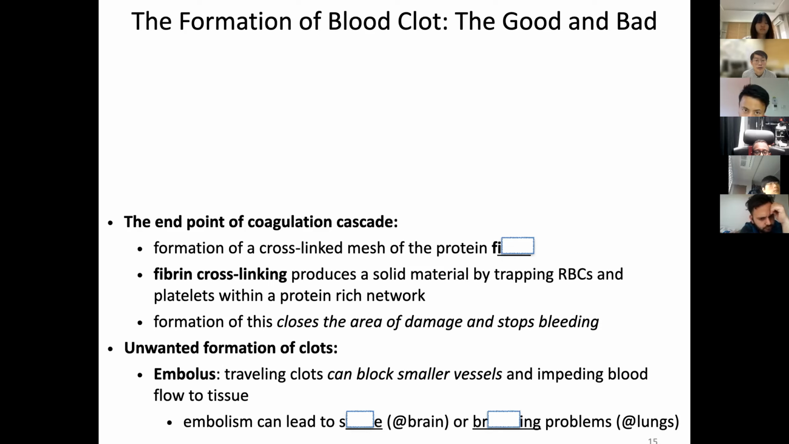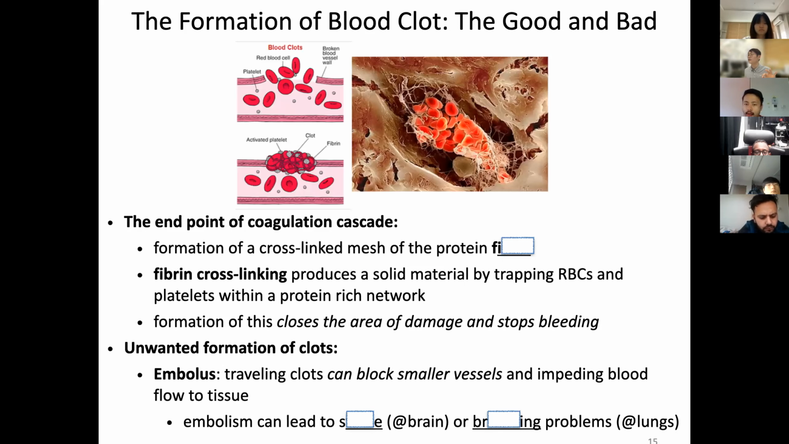Let me see. Let me show. Jisoo? Yeah. Can you guess? Fiber. Oh yeah, close, protein. Maybe here. Then you can find some answer in this picture. So cross-linked mesh. Fibrin. Yes, exactly.